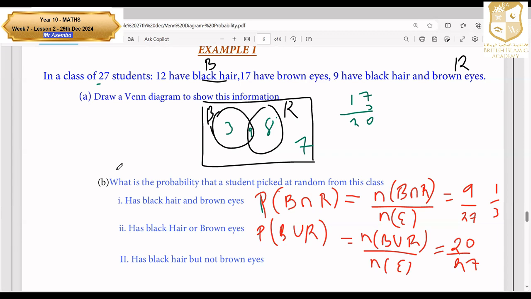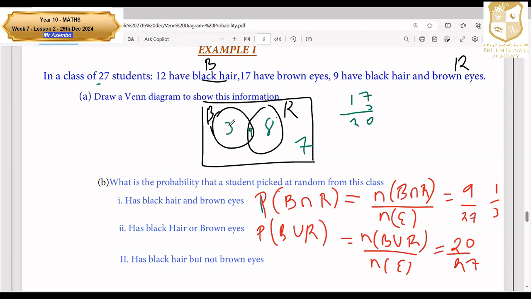Now let's go to the last part. Roman 3 says has black hair but not brown eyes, which means we're not going to pick the ones having both black hair and brown eyes.